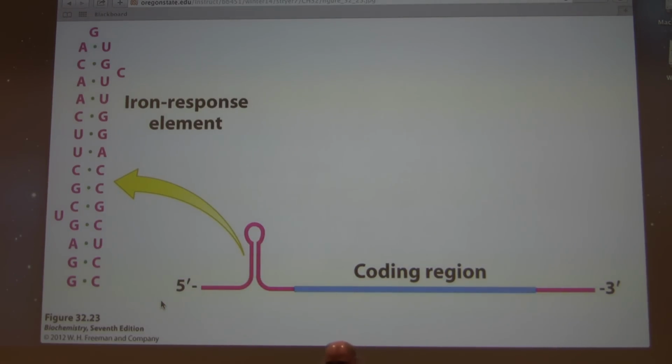Yes, question. This structure right here is the messenger RNA for ferritin. Right? So the question is, will this messenger RNA be translated or not translated? When iron is abundant, this message will be translated. When iron is not abundant, this message will not be translated.